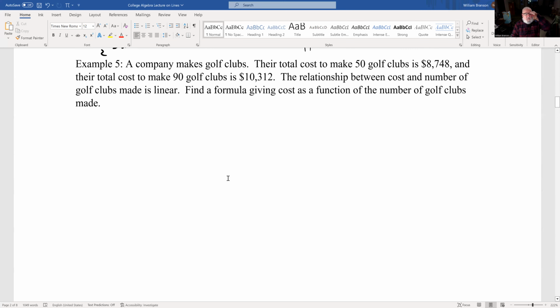A company makes golf clubs. To make 50 golf clubs costs them $8,748. To make 90 golf clubs is $10,312. And the relationship between cost and number of golf clubs made is linear. So find a formula giving cost as a function of the number of golf clubs.